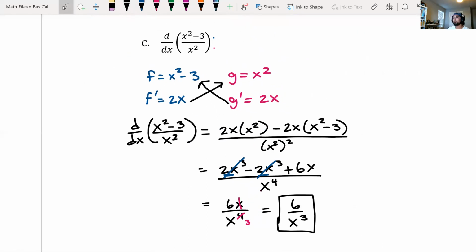All right. Any questions on that one? So if you can simplify more, go ahead. In this case, we could with the denominator. In the other ones, you don't have to.